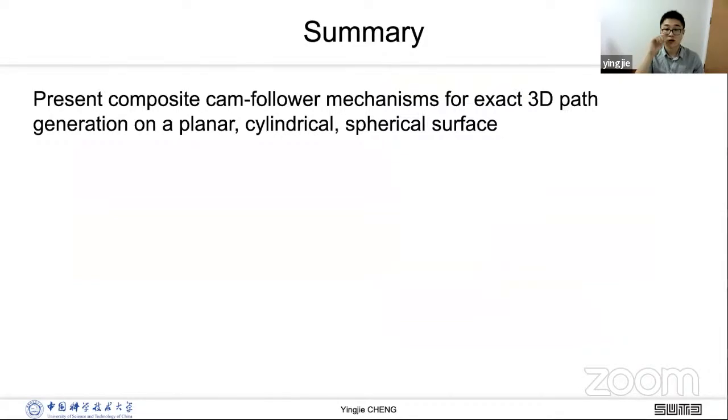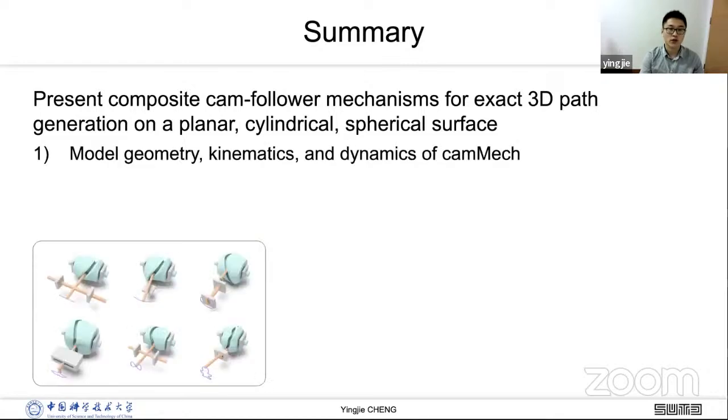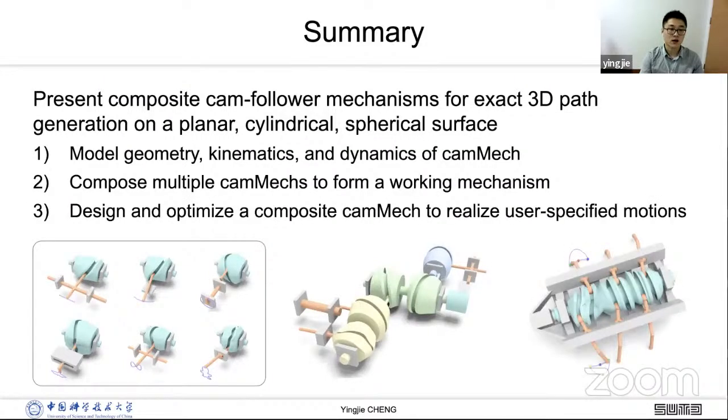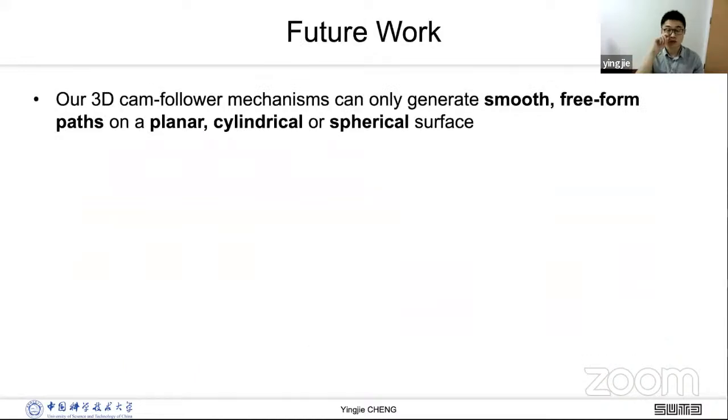Summary of this talk. We present a new composite cam follower mechanism for exact 3D path generation on a planar, cylindrical, or spherical surface. There are 3 technical components. 1. Modeling geometry, kinematics, and dynamics of CamMech. 2. Composing multiple CamMech to form a working mechanism. 3. Designing and optimizing a composite CamMech to realize user-specified motion. Our 3D cam follower mechanism is for exact 3D path generation.